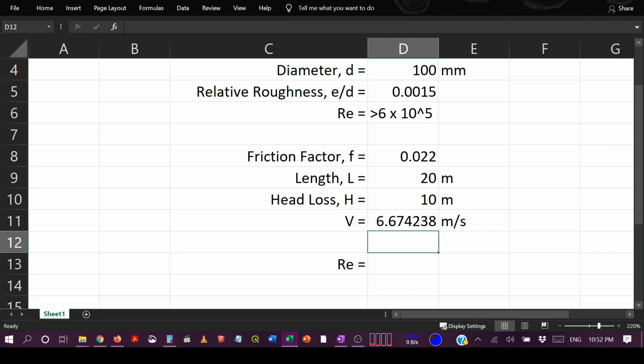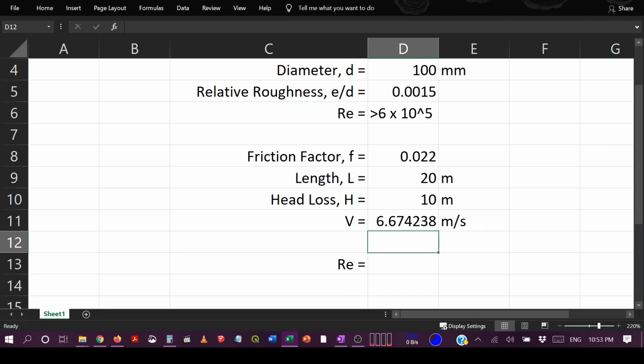Now we have found the velocity, but we found this velocity based on a friction factor which we assumed based on a trial Reynolds number which is more than 6 into 10 to the power 5.